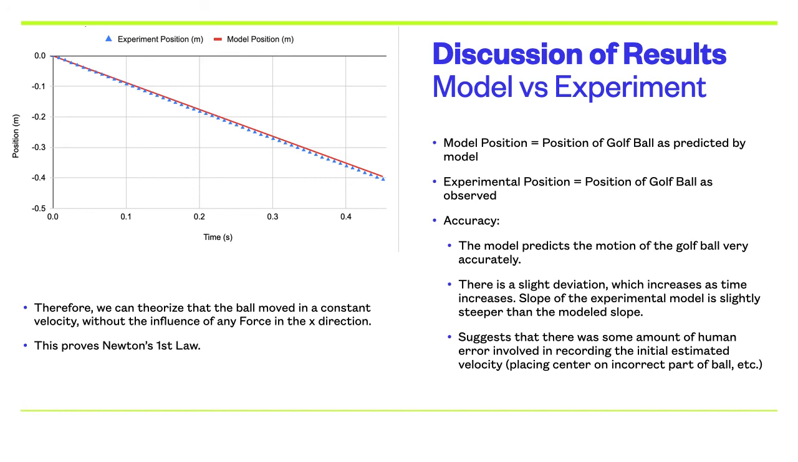Therefore, we can theorize that the ball did move in a constant velocity without the influence of any force in the x direction. This, in fact, does prove Newton's first law.